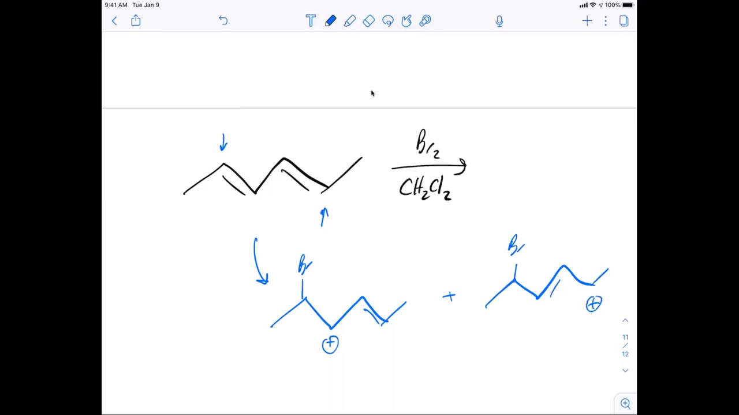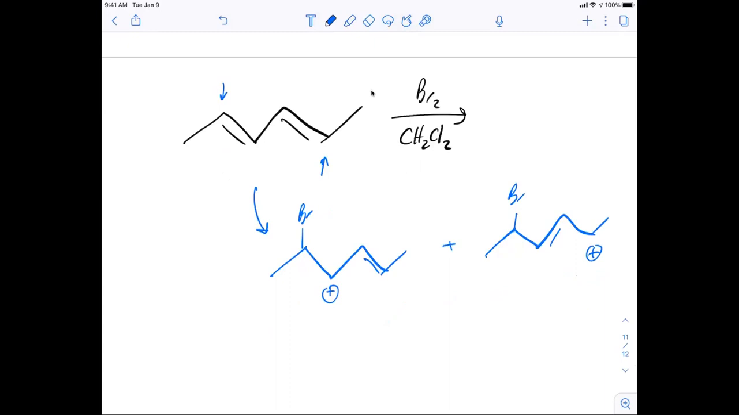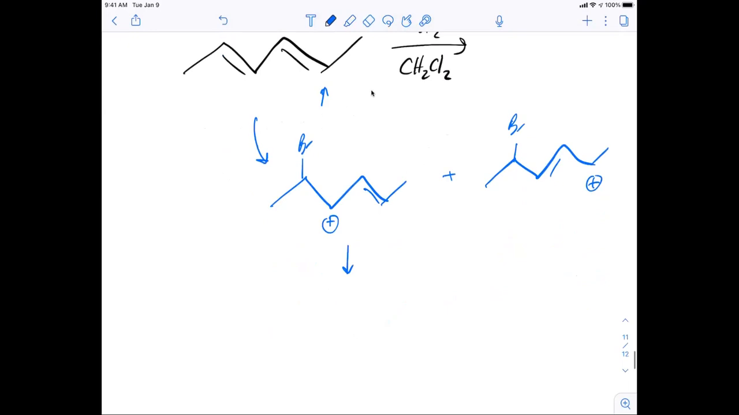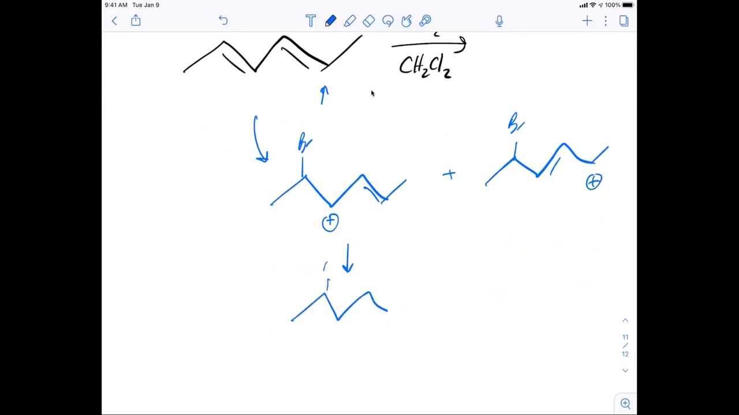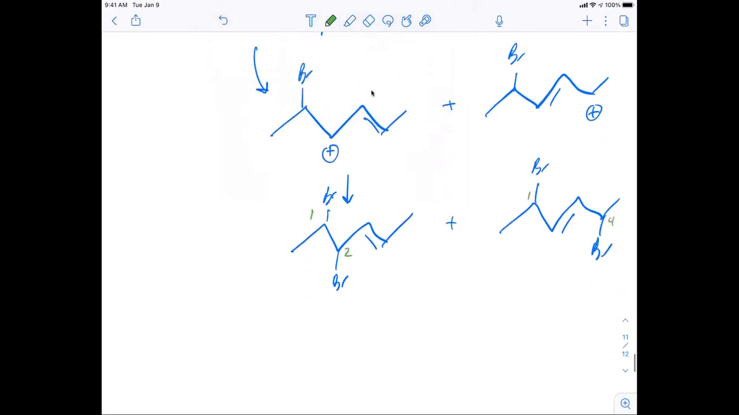and I hope you will forgive me for not drawing the bromonium ion, right? So we get those two, and then the bromine comes in and attaches, so we get this one, right? Plus this one. And if we add, that's our one, right? Then this is going to be 1, 2, and this is going to be 1, 4. So wherever you add your first electrophile, that's your one position. And then you just count from there to get to the other.